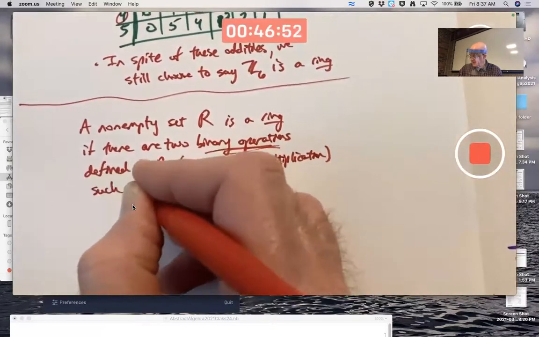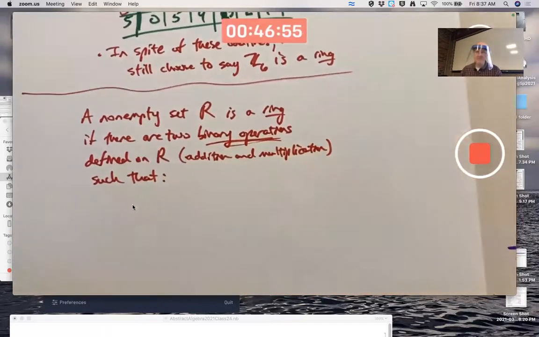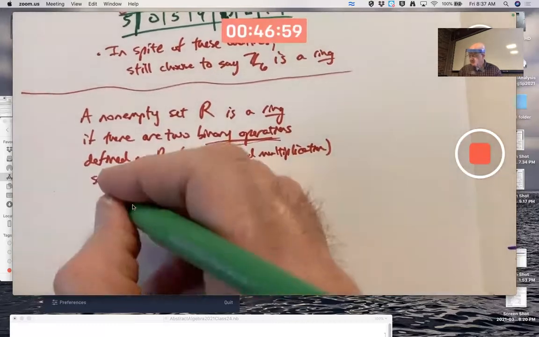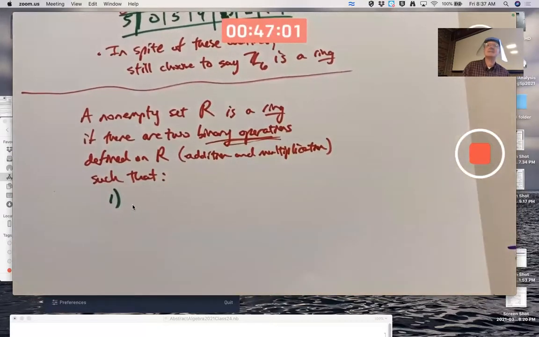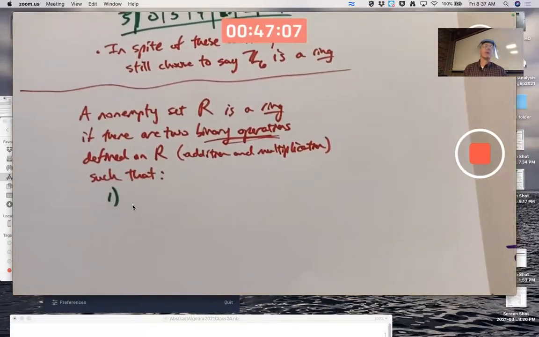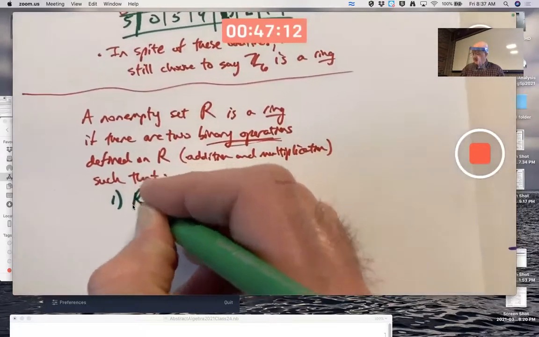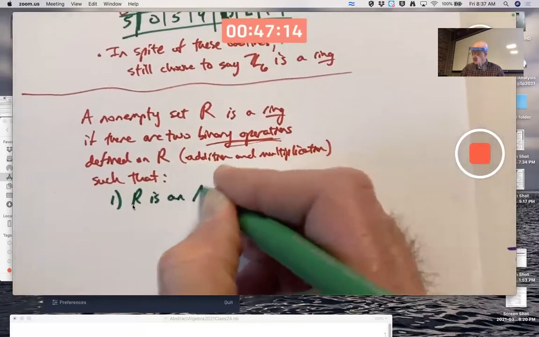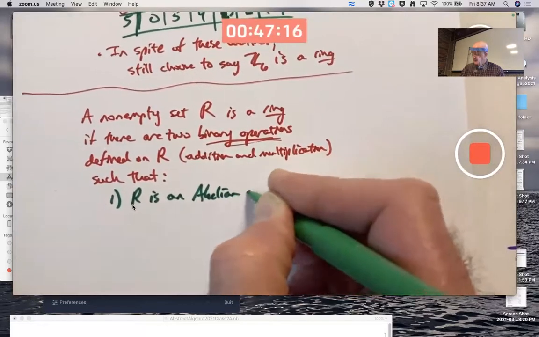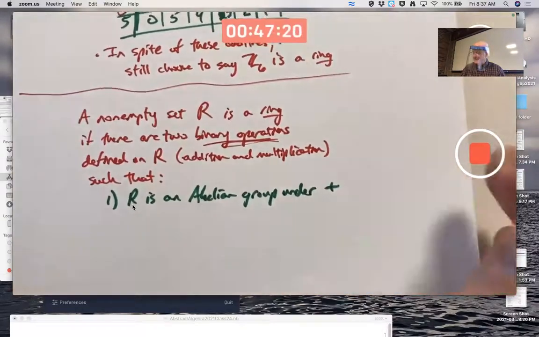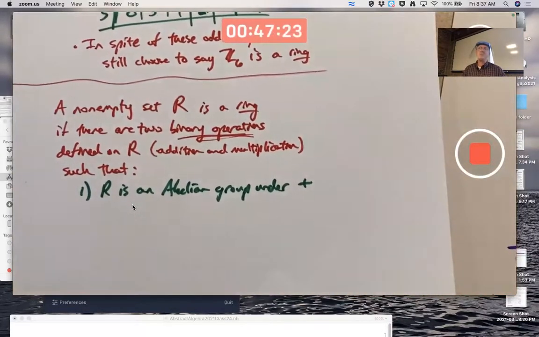Such that what properties hold? You can summarize the additive properties by just saying in one sentence, the ring is an abelian group under addition. R is an abelian group under addition. That summarizes a bunch of properties.